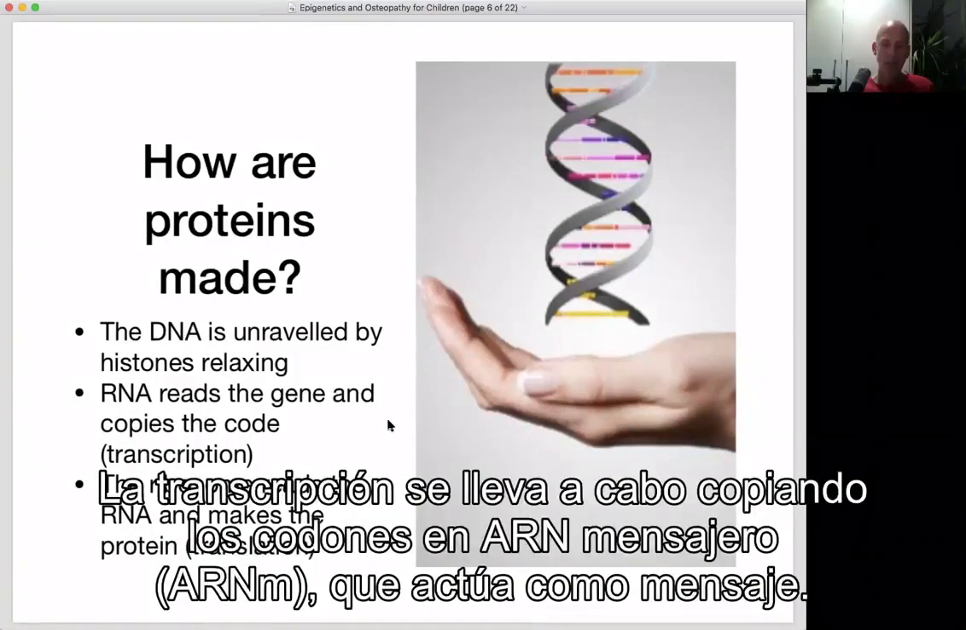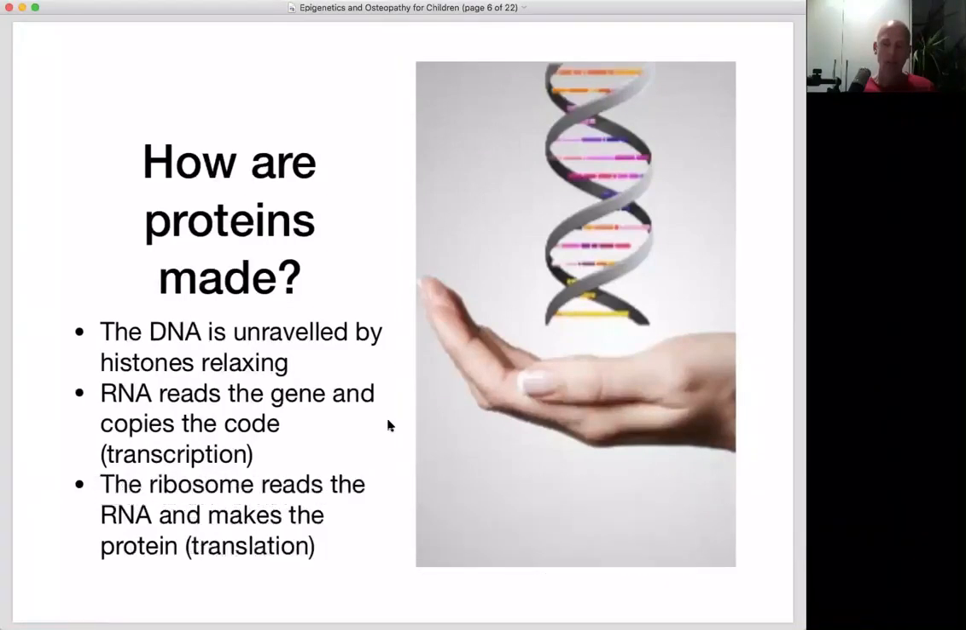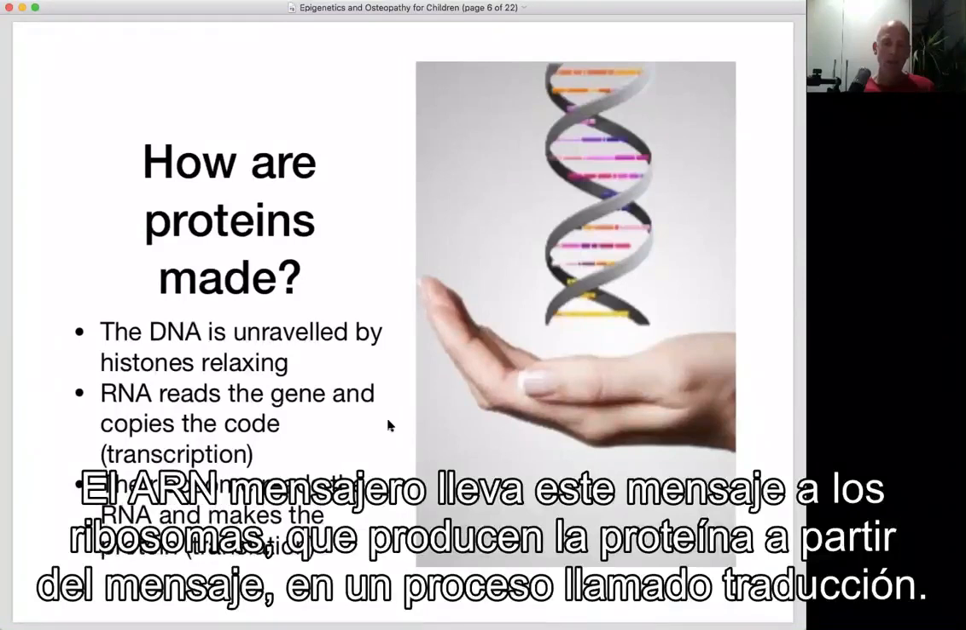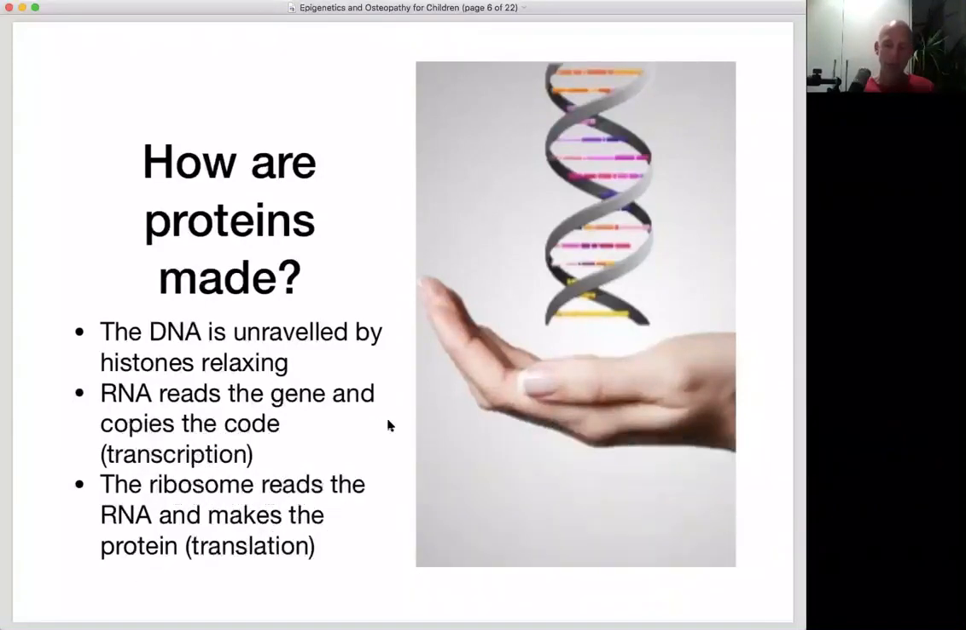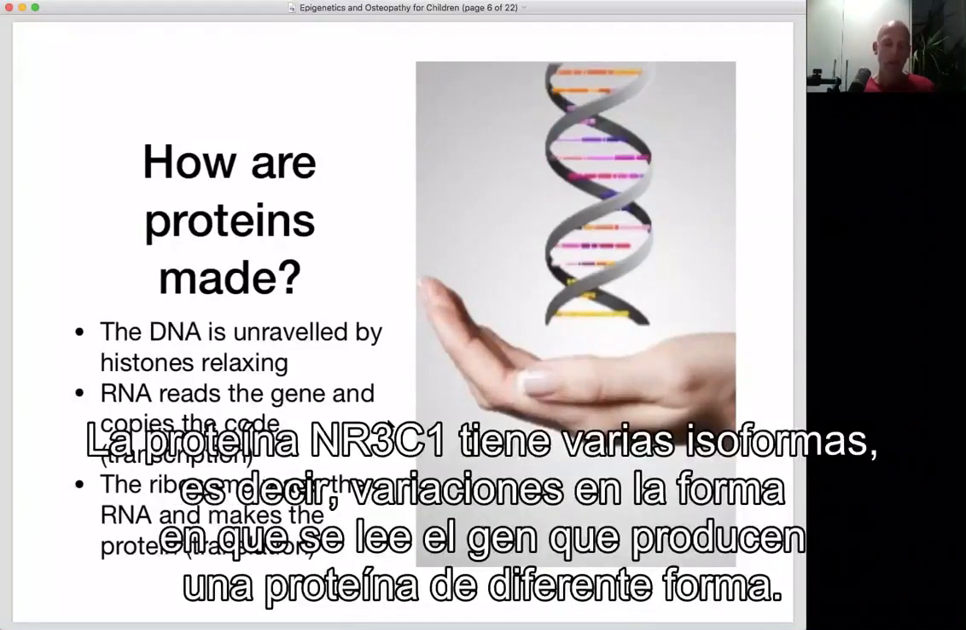Transcription takes place by copying the codons into messenger RNA, or mRNA, which acts as a message. mRNA takes this message to ribosomes, which make the protein from the message in a process called translation. Like other proteins, the NR3C1 protein can only be produced by the NR3C1 gene when it's available to be read by RNA. The NR3C1 protein has several isoforms, that is, variations in the way that the gene is read, which make a different shape protein.